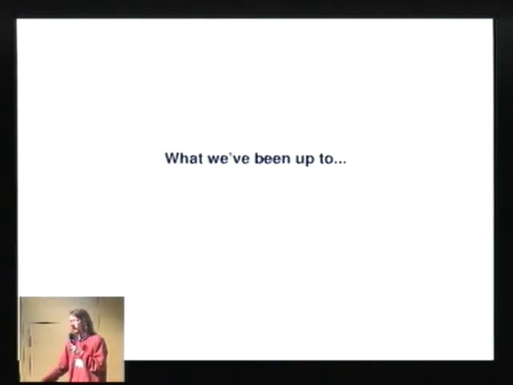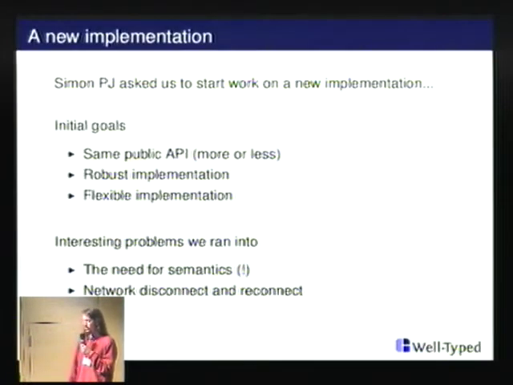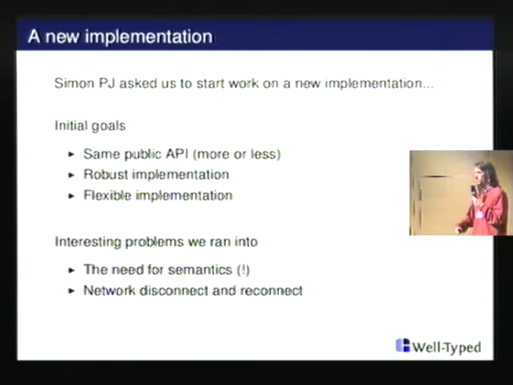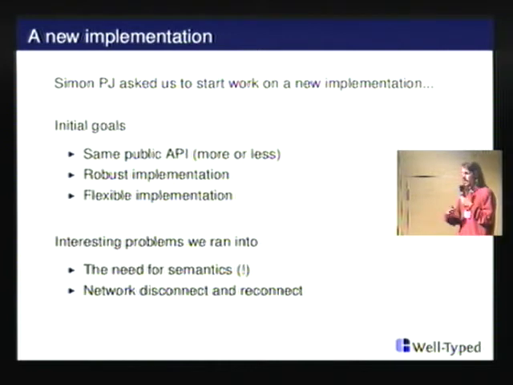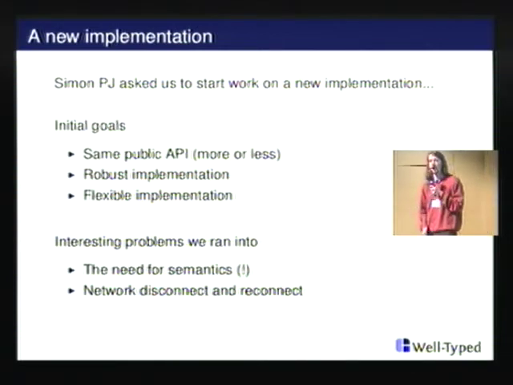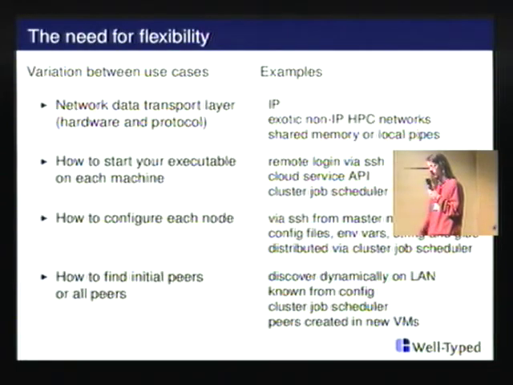So, Cloud Haskell, that's the basic design, API. So what we've been up to: after the paper was presented last year, Simon and PJ asked us to start working on a new implementation. And the goal is for the same public API, but to be a more robust implementation and a more flexible implementation than the prototype. And we ran into some interesting problems, and I will tell you a little bit about those.